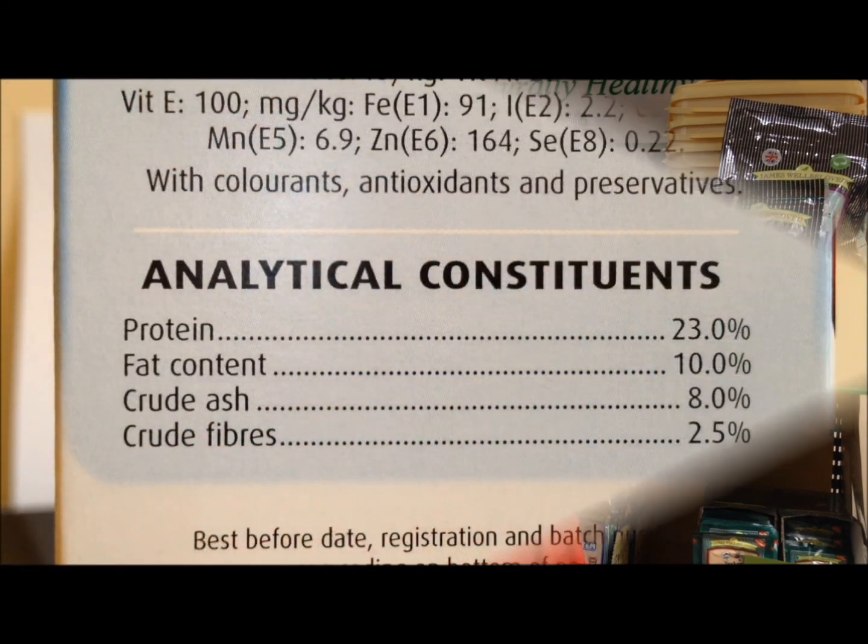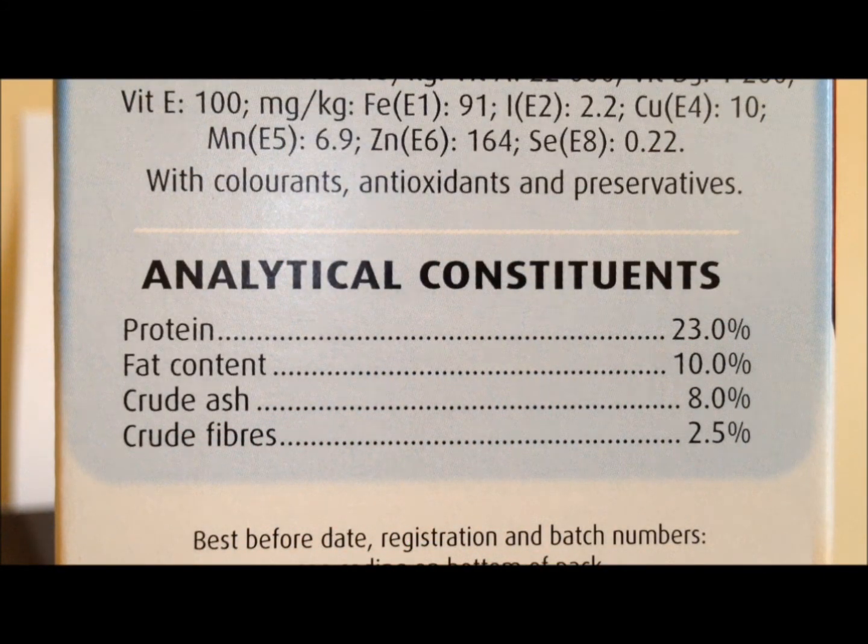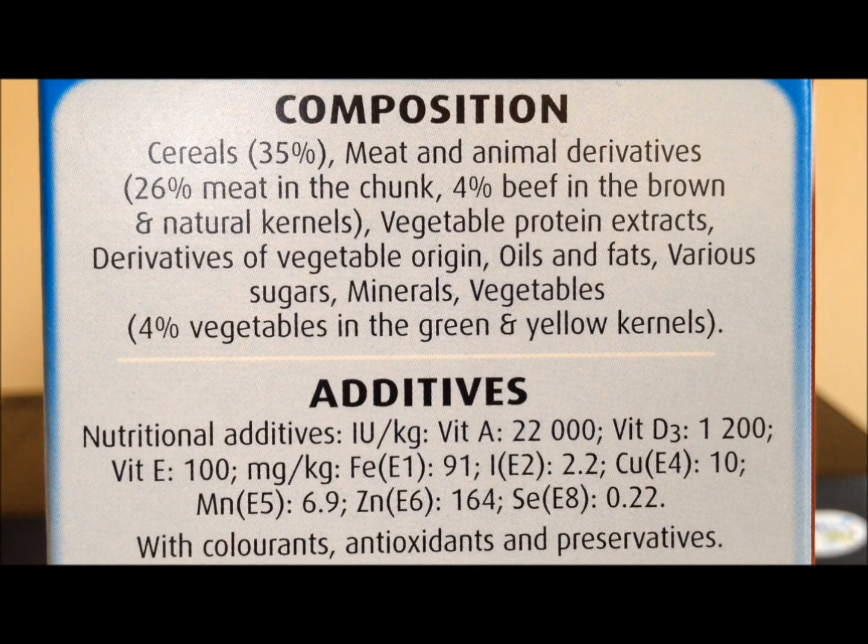The first thing you need to do is look at the labelling on the food, and the first section of the label you need to look at is the analytical constituents or analysis section. Listed will be protein, which is essential for growth, fat content or oil, which is essential for energy, crude ash, which is the mineral content, and crude fibre, which is something for the gut to push against. Nowhere on here is listed carbohydrate, and that's because carbohydrate is not an essential ingredient for a dog or a cat.